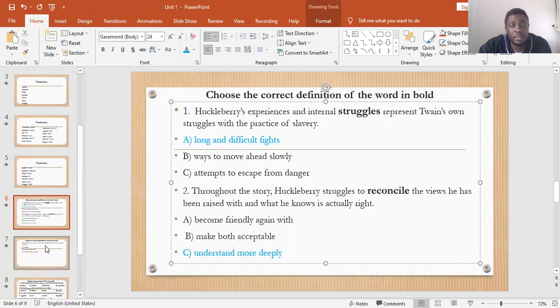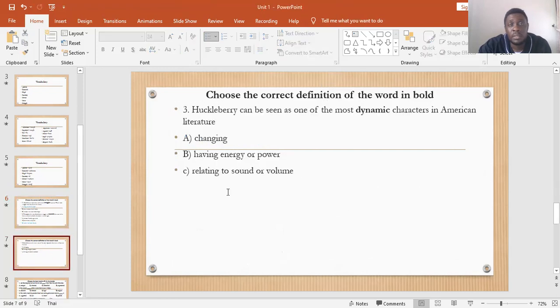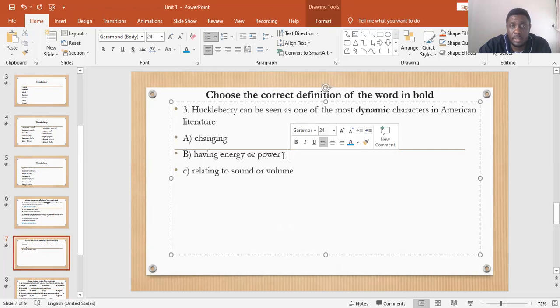The next: Huckleberry can be seen as one of the most dynamic characters in American literature. A, changing. B, having energy and power. C, relating to sound or volume. And the answer is B, having energy and power.